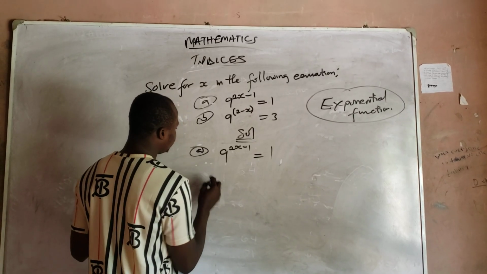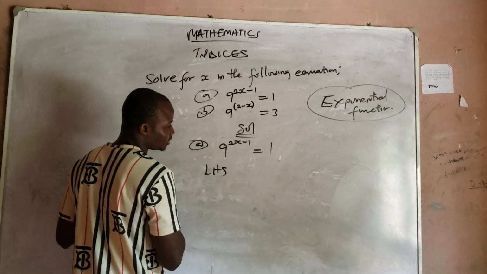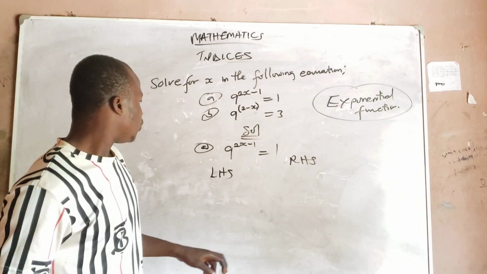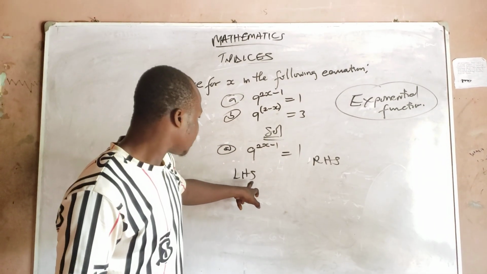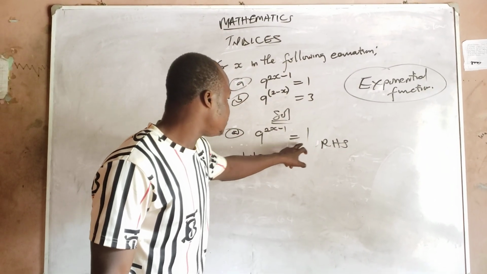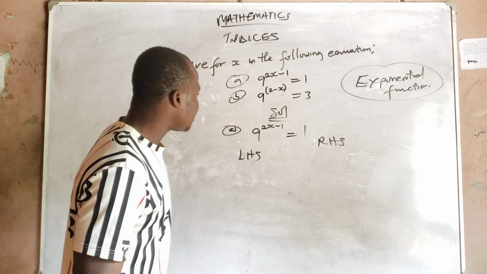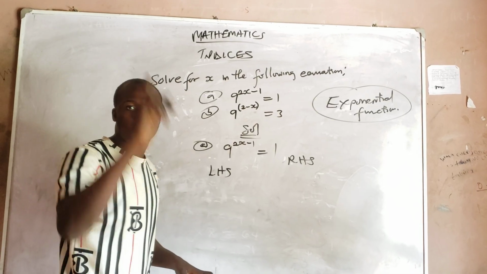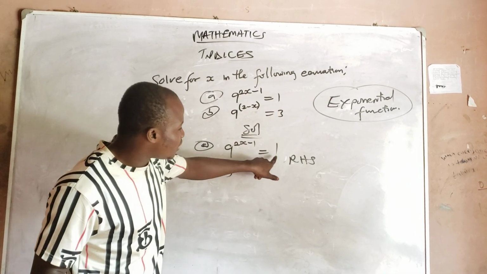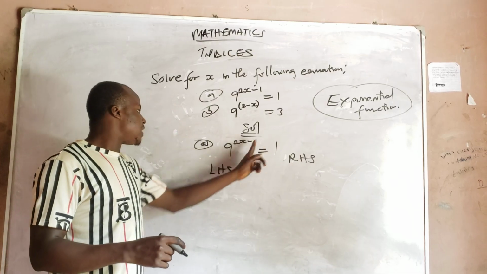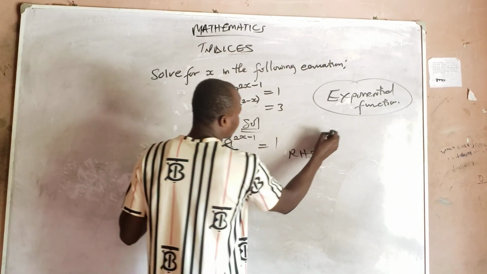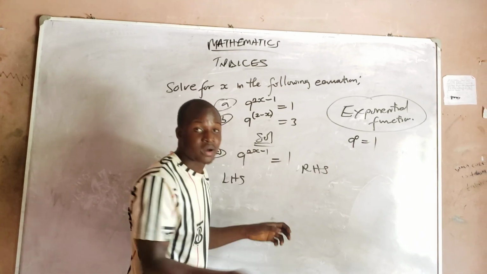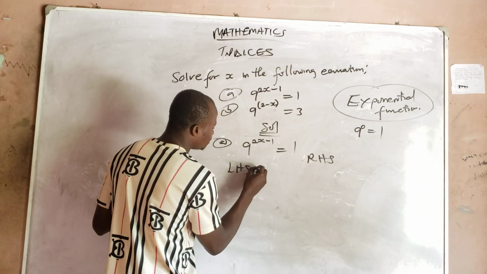Now, what can you do? Don't forget that this one is the left hand side and this one is the right hand side. What can you do to the right hand side to have the same base as the left hand side? Don't forget that any number raised to the power of 0 becomes 1. What can you do to this 1 to make it have the same base as this 9? You can say 9 raised to the power of 0 is still 1, right? Any number raised to the power of 0 is 1.